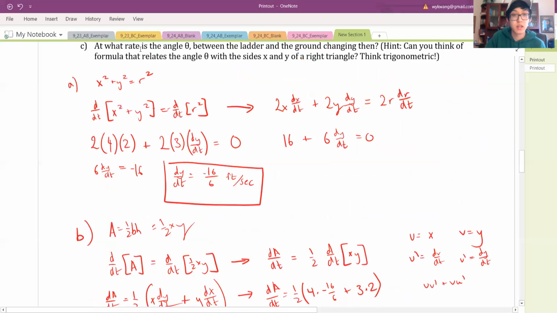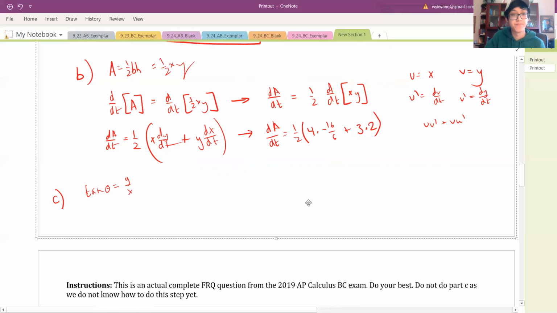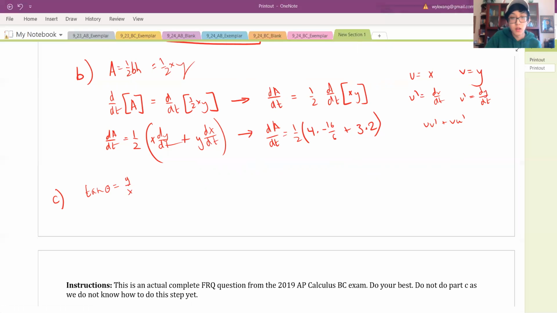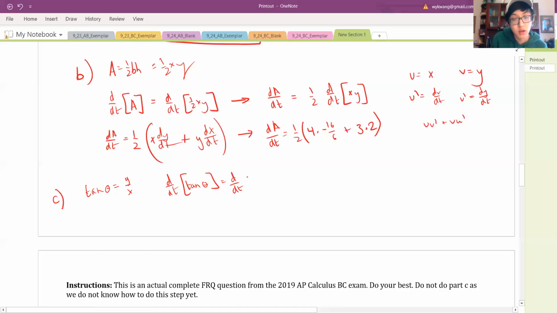So tangent of theta is going to be the equation that we use. Tangent of theta is equal to y over x, right? So let's differentiate this with respect to t. This will be interesting. d over dt of tangent theta is equal to d over dt of y over x.